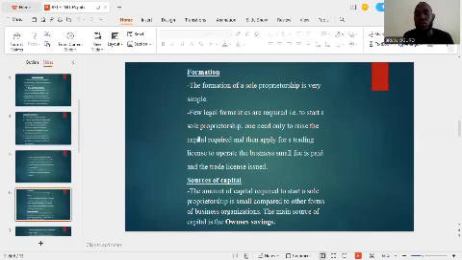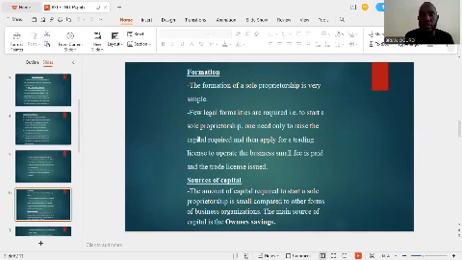So how is a sole proprietorship being formed? The formation of a sole proprietorship is very simple. Few legal formalities are required. For example, to start a sole proprietorship, one needs only to raise the capital required and then apply for a trading license to operate the business. Small fee is paid and the trade license issued.